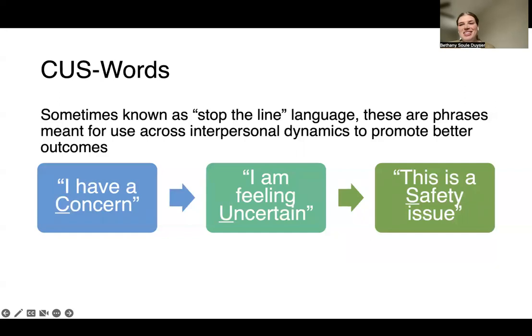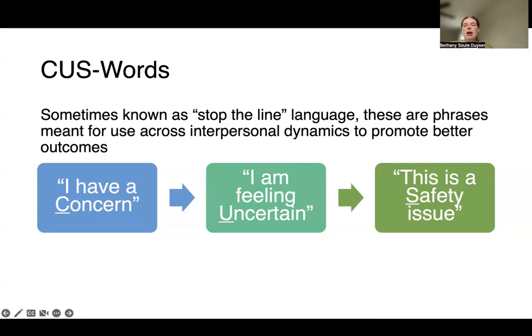The other tool are the CUSS words. I don't know that they're supposed to call them cuss words, but I think that it's nice to know that there's some cuss words that are acceptable in the workplace, because there are a lot that are not. But the idea behind CUSS words is using stop the line language. So these phrases are standardized, and this concept is adopted mostly in the hospital to overcome some of the hierarchical and power dynamics that are present in clinical workplaces like hospitals, just to really give every member of the team the opportunity to stop the line and address potential safety or negative outcome problems.